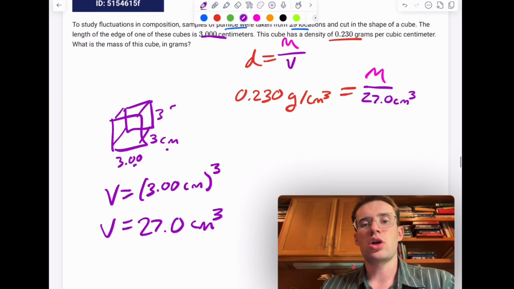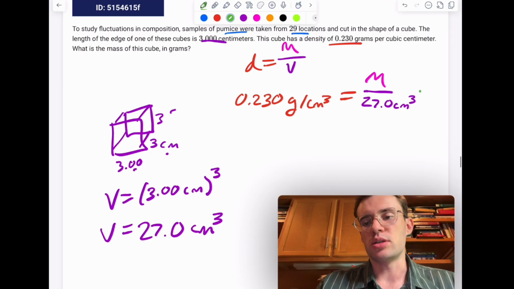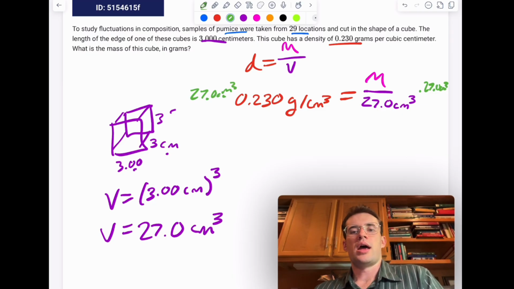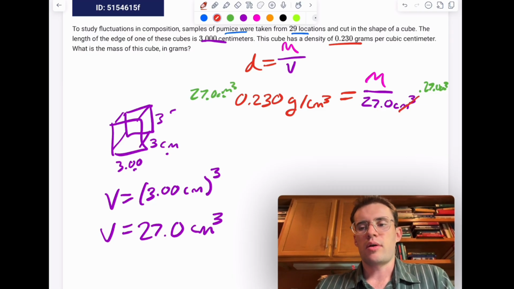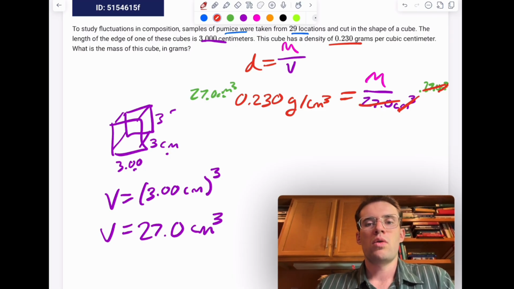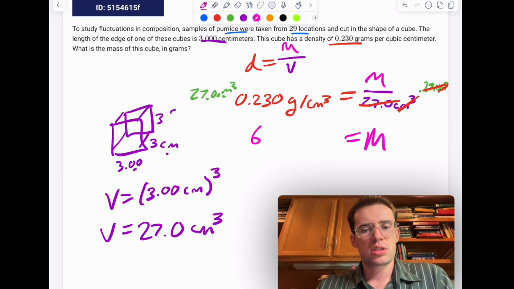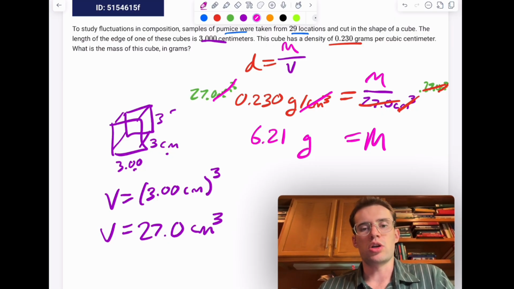And now to get the mass alone, we just multiply both sides by that 27.0 centimeters cubed. And it'll cancel out over here. Centimeters cubed divided by centimeters cubed cancels, 27.0 divided by 27.0. We're left with just the mass on this side. Mass is equal to, now we can multiply these numbers, 27.0 times 0.230 is 6.21. So 6.21 centimeters cubed divided by centimeters cubed cancels. We're just left with 6.21 grams.